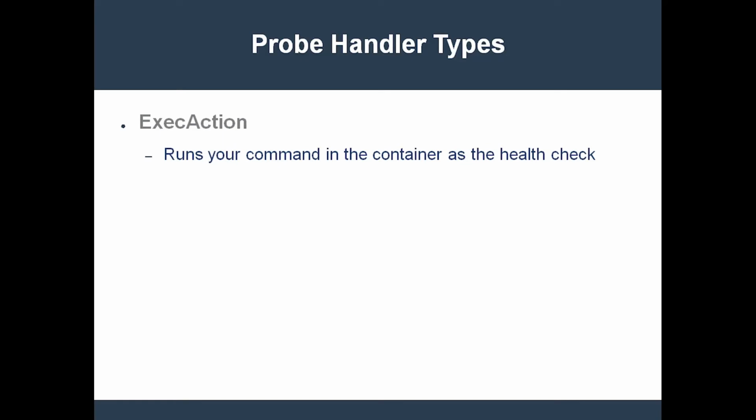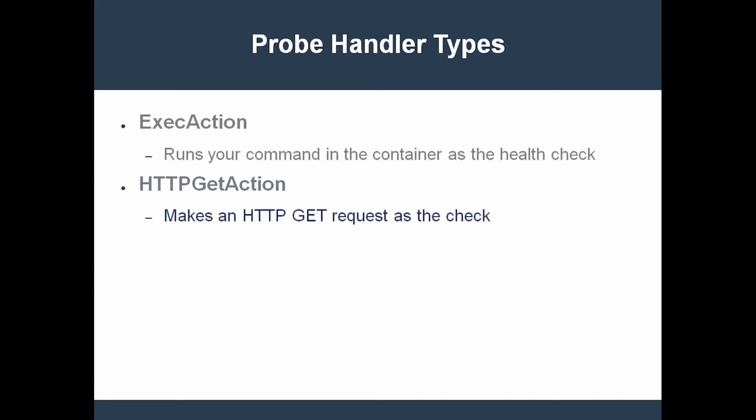The second type of probe handler is the HTTP GET action handler. It makes an HTTP GET request to the container at the specified port and path. If the response code is in the 200s or 300s, the check is successful. If the response code is in the 100s, 400s, or 500s, the check is considered to be a failure.